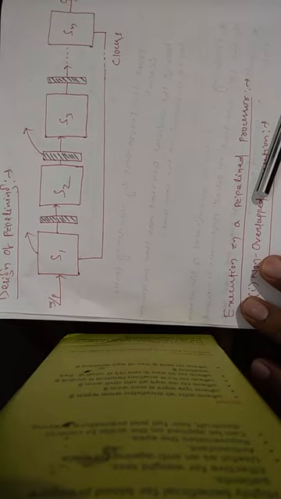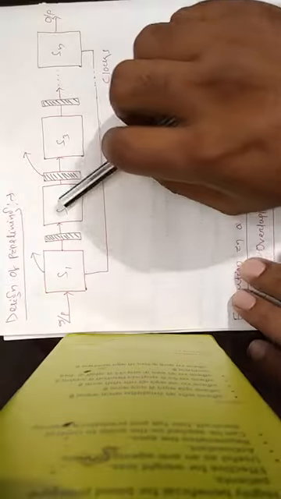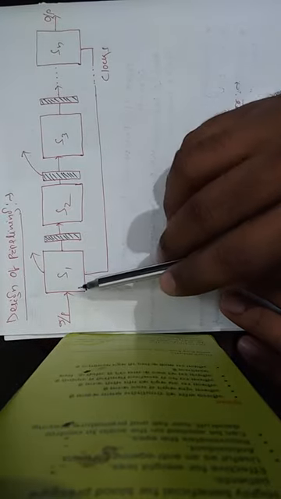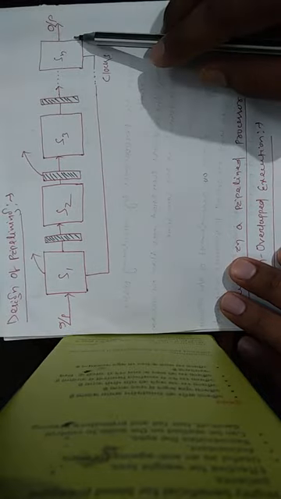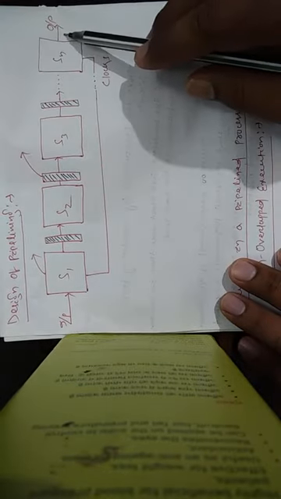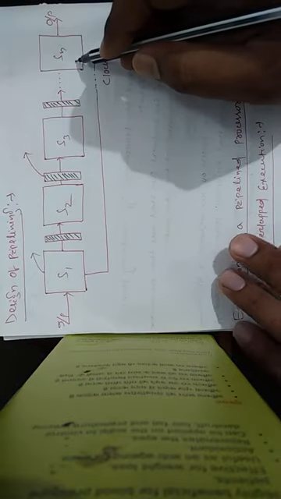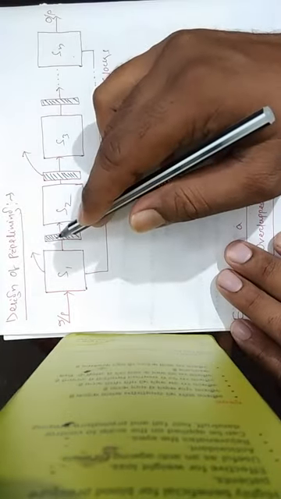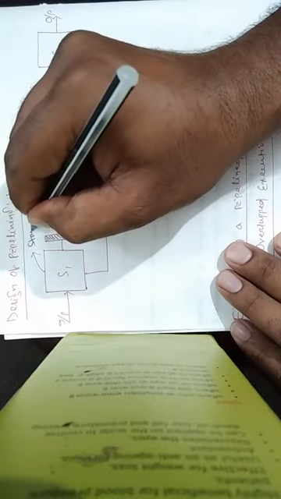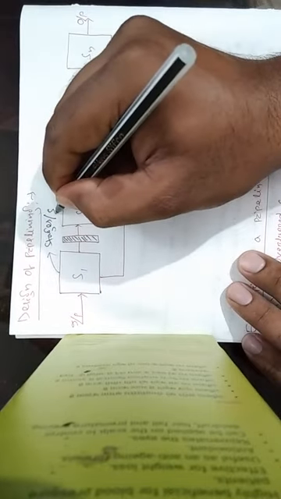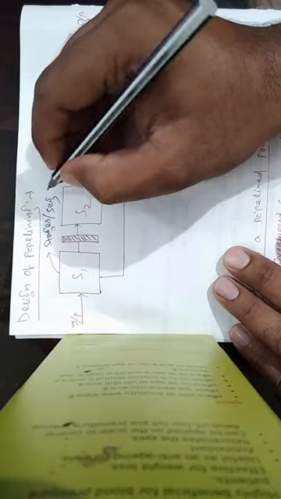So in the design of pipelining, a pipeline has 2 ends. One is the input end and the other is the output end. Between the input end and output end, there are multiple stages or segments. Stage 1, stage 2, stage 3, and stage n. These are called stages, or segments.